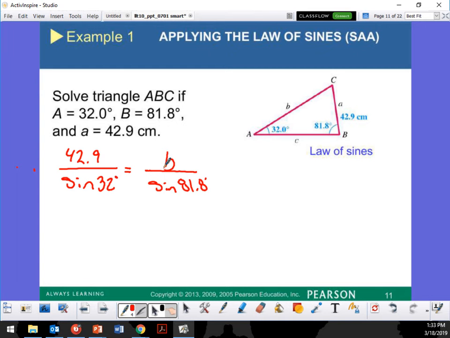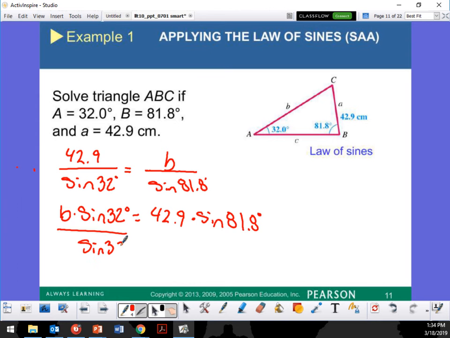Now, it's called cross products. Product means multiply, cross means cross. So it's going to be b times sine of 32 degrees is equal to 42.9 times sine of 81.8 degrees. I'm trying to solve for B. So what do I have to do to get B by itself? Divide by sine. Very good. So I'm going to divide by sine 32.